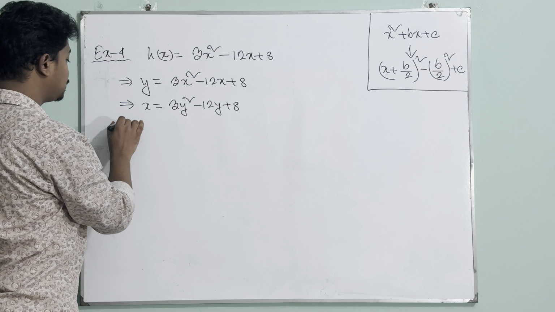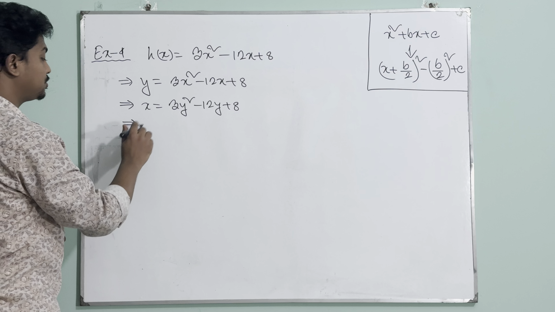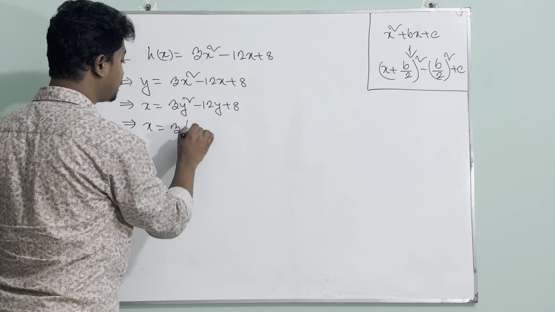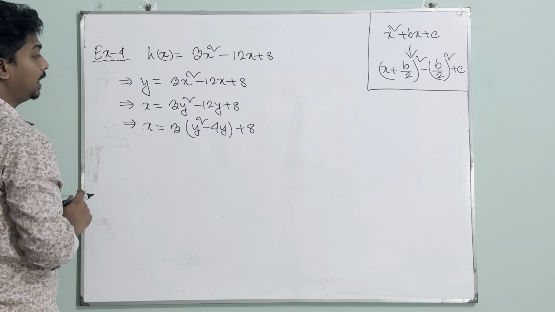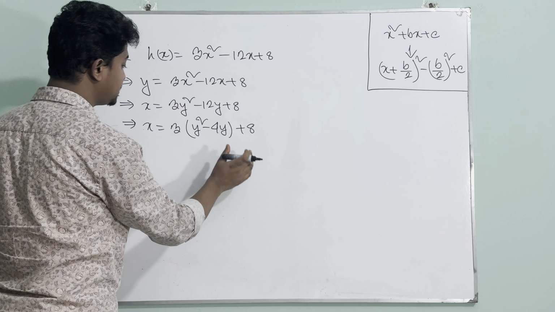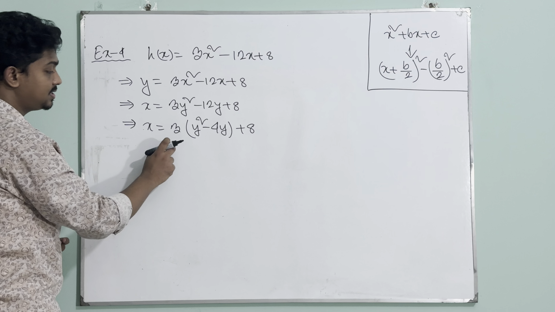Now the problem is that we have a 3 in front. So what we're going to do is we're going to take out 3 from the first two terms. So we're going to get y squared minus 4y then plus 8. Okay, remember that we only took 3 out from the first two terms, so the last term has nothing to do with this 3.